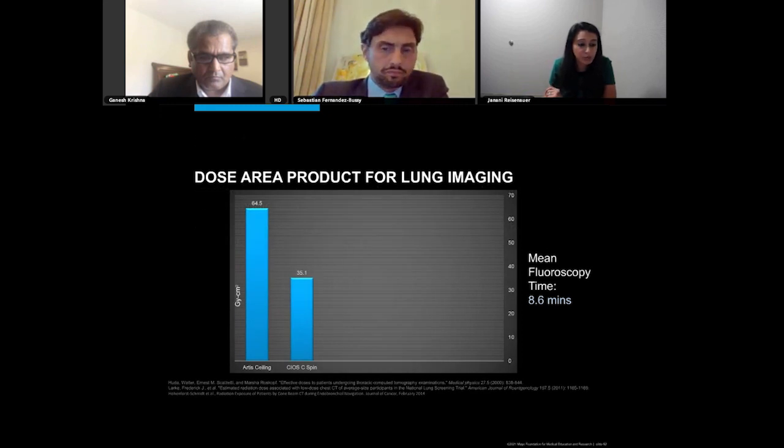The fixed cone beam CT gives you a dose area product because it's a combined fluoroscopic and CT modality. And if you look at some of the data, for an average mean fluoroscopy time of 8.6 minutes, the previous published data show a dose area product of 64.5 gray per centimeter squared. And in our first 5 consecutive COS cases, believe it or not, our mean fluoroscopy time was exactly the same, and our dose area product was only 35.